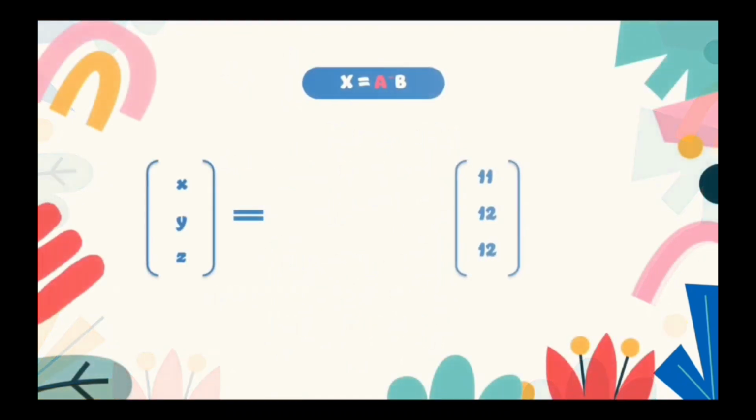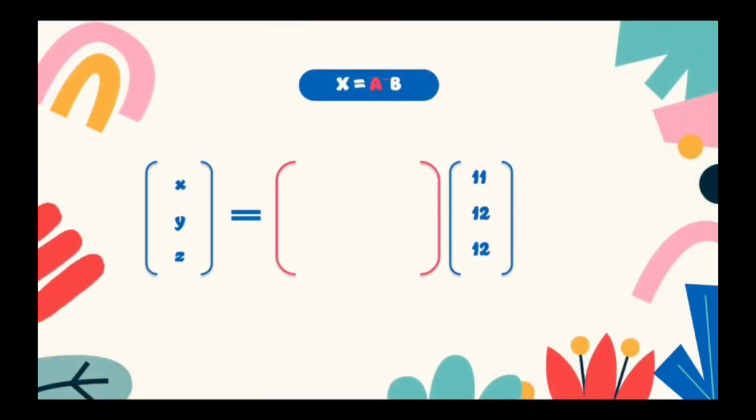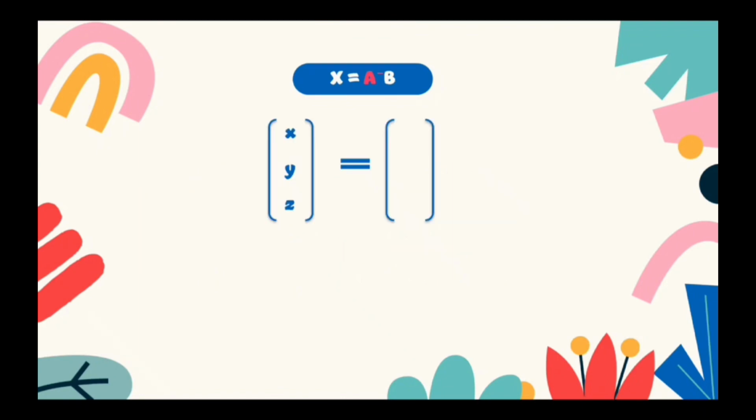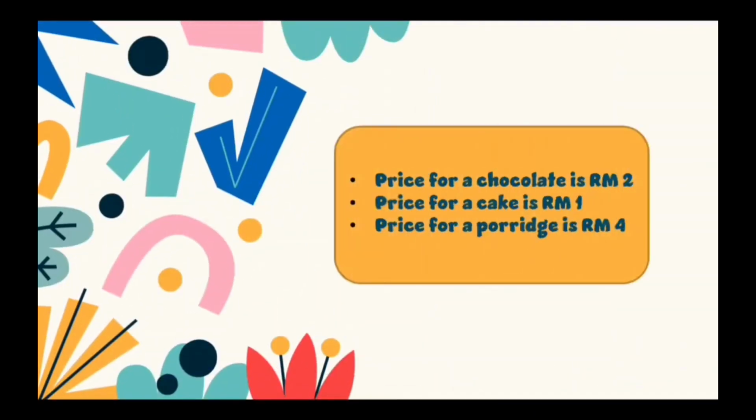Now we can substitute the value of A inverse into the equation of X equal to A inverse B. Solve the following by multiplying A inverse to B and we will get the matrix of 2, 1, 4. Thus, we can identify the value of each variable where X is equal to 2, Y equals to 1 and Z is equal to 4. Based on the values of X, Y, Z obtained, we know that the price for a chocolate is 2 ringgit, the price for a cake is 1 ringgit and the price for a porridge is 4 ringgit.